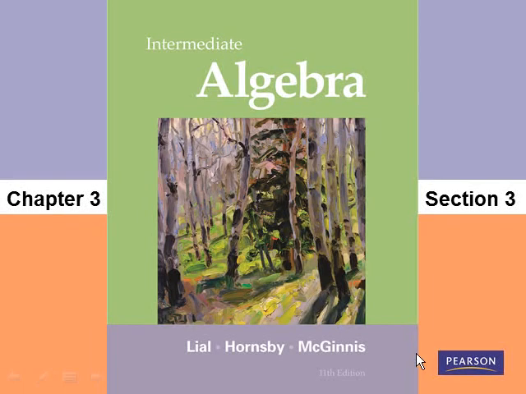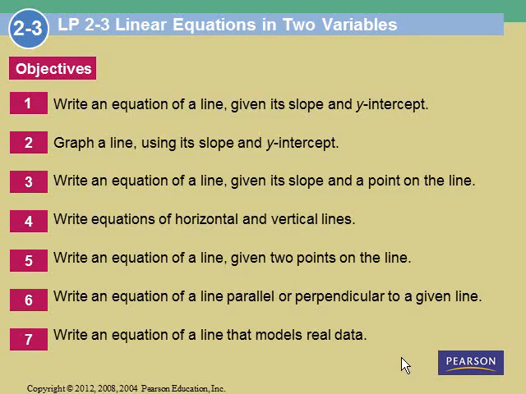All right, we're on Chapter 3, Section 3. It's Learning Plan 2-3 about linear equations with two variables. We're used to ones with one, but with two variables. So we're going to write an equation of a line if we have its slope and its intercept. Then we're going to graph that equation, write an equation given a line and a point on the line.